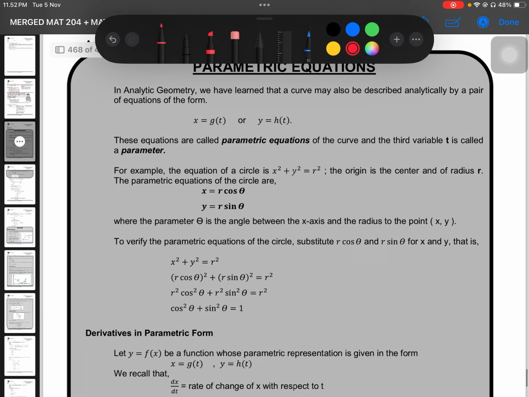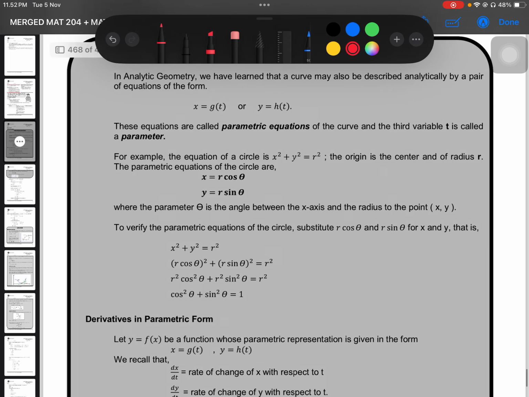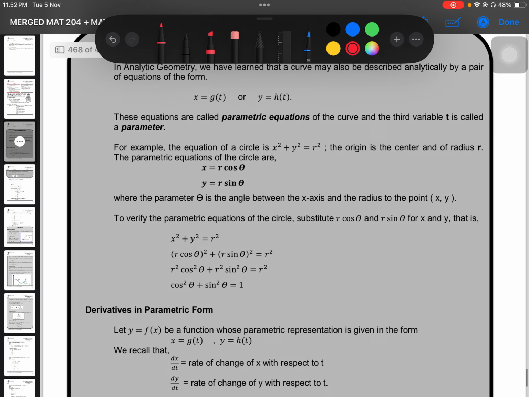Okay? So these equations are called parametric equations of the curve, and the third variable t is called the parameter. Okay? So, for example, the equation of a circle is x squared plus y squared is equal to r squared. So, yung origin natin nasa center, tapos yung radius natin is the r. Okay, so, like for example, we have this circle. So, this one is the center, and then, kapag gumawa tayo dyan ng isang line, that is our radius.